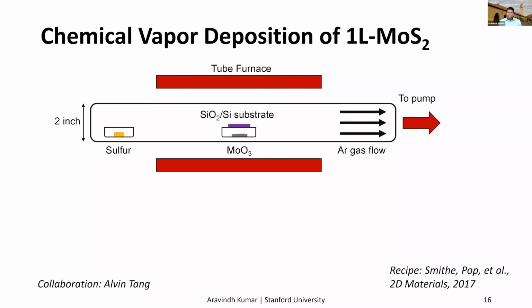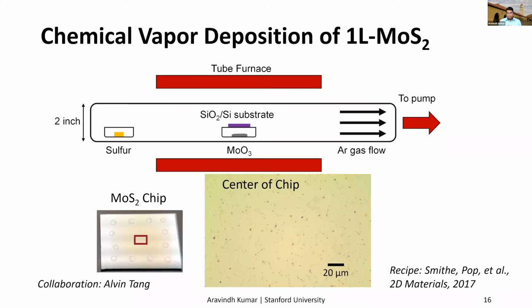And we are able to make hundreds of MoS2 transistors because we can grow monolayer MoS2 by chemical vapor deposition using this 2-inch diameter tube furnace. We use solid sulfur and solid molybdenum oxide precursors. The MoS2 chip after growth is shown here. And this is how the MoS2 monolayer looks in the center of the chip. So we can get uniform monolayer MoS2 over a 1 centimeter squared area.